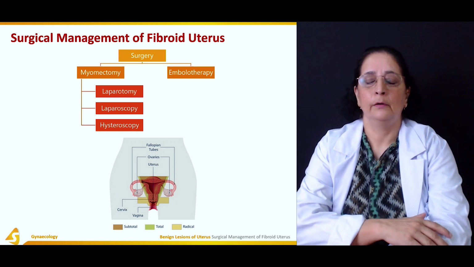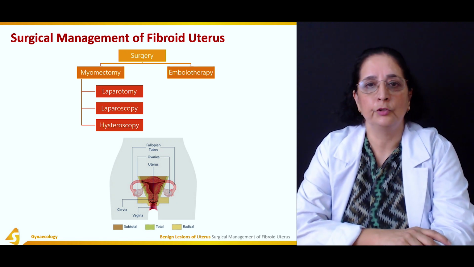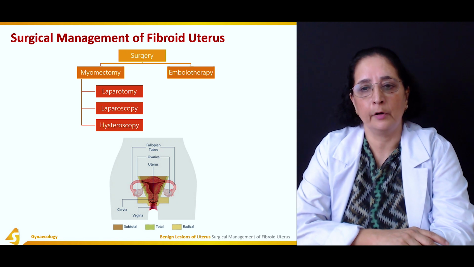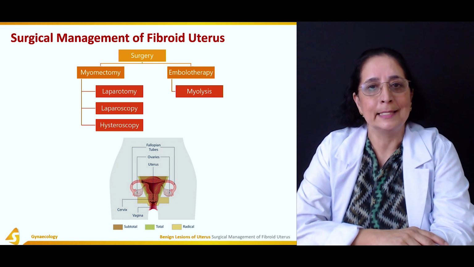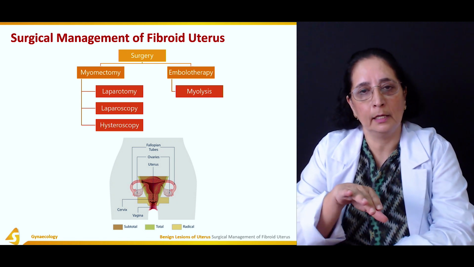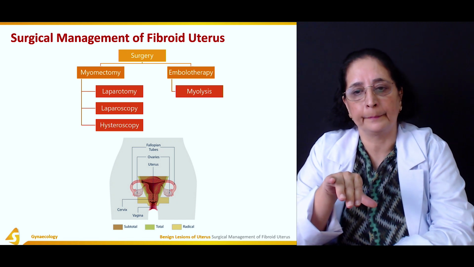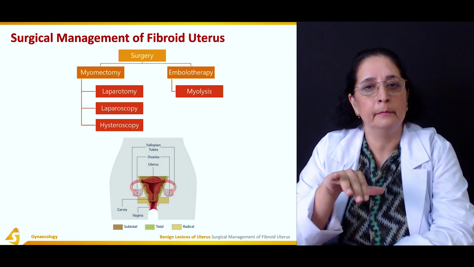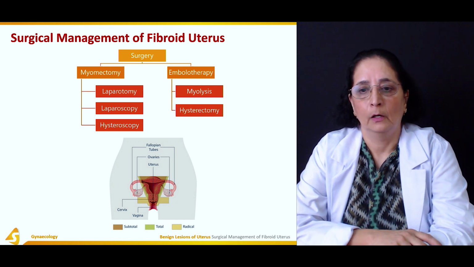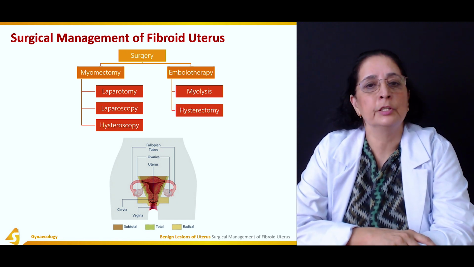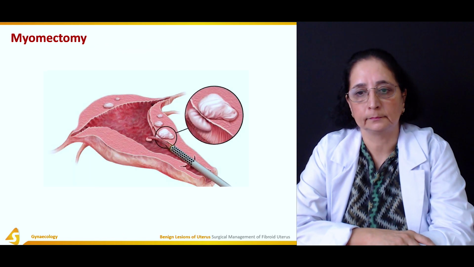Another method of removal of uterine fibroids is embolotherapy. It can be myolysis, in which there is lysis or death of the myomas or muscle tissue, or it can be due to hysterectomy, or removal of the uterus.